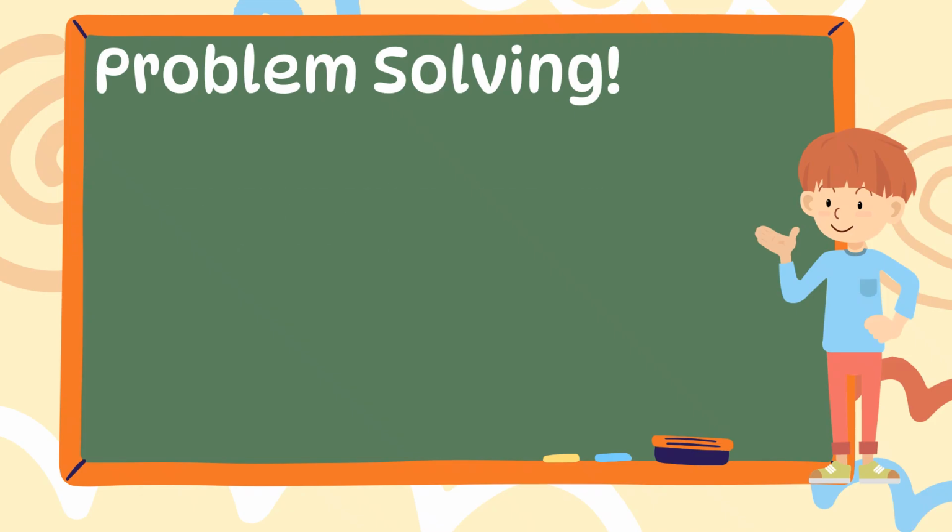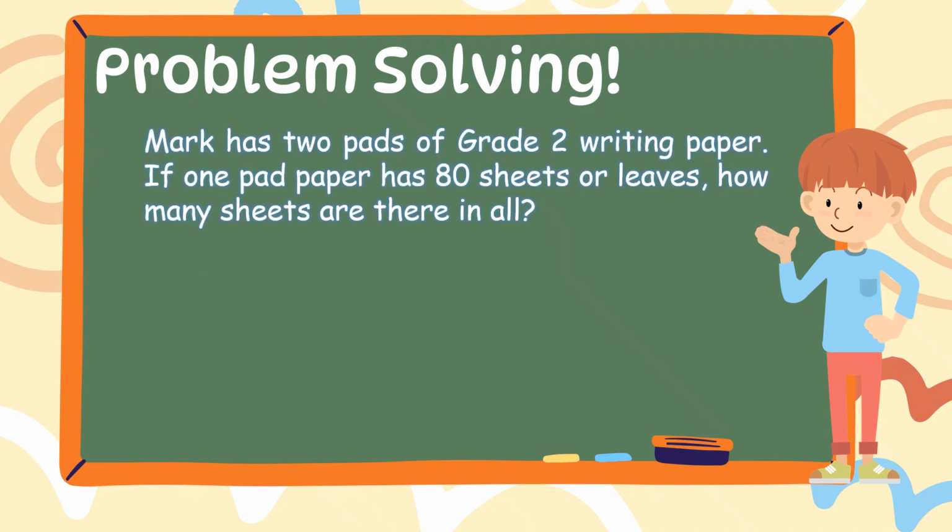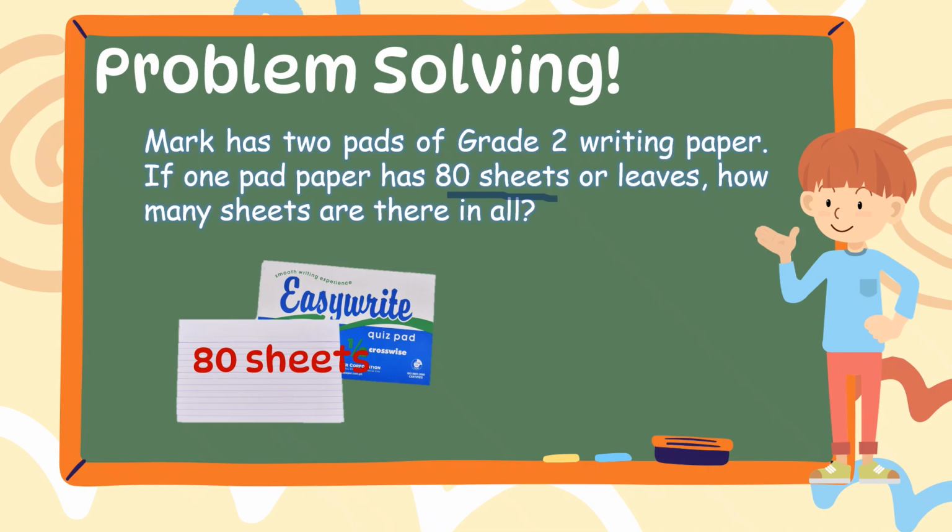Now let's have problem solving first. Mark has two pads of grade 2 writing paper. If one pad of paper has 80 sheets or leaves, how many sheets are there in all? Remember, 80 sheets in one pad of paper. So how many sheets are there in one pad of writing paper? Okay, 80. Look at this, 80 sheets.